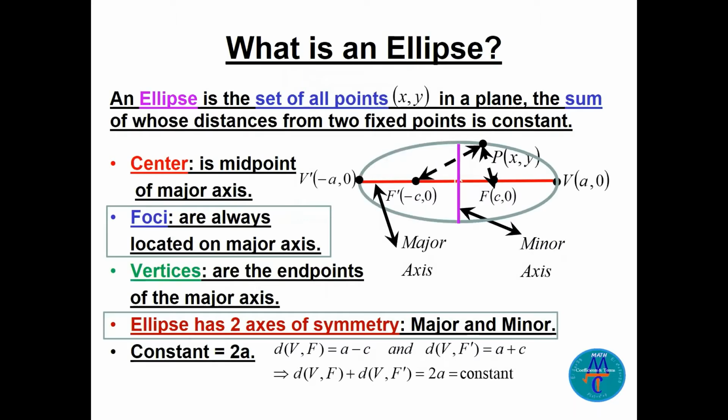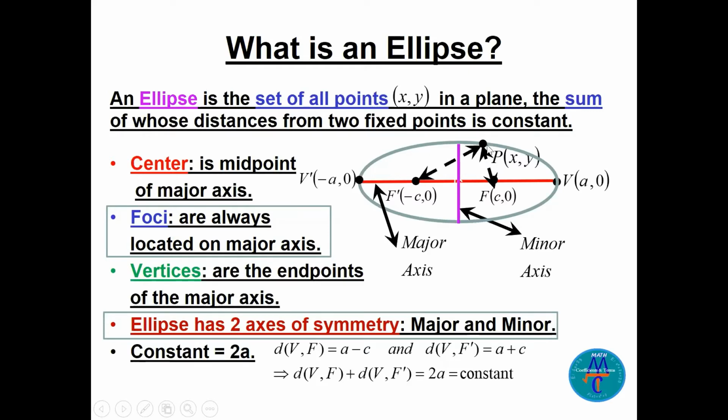What is an ellipse? An ellipse is a set of all points. So it is consisting of points here. You see all these are points connected together in a plane where the sum of the distances from two fixed points, this is focus 1, this is focus 2, or we can call them F, and then the second one is F prime. Both we can call them foci. Foci are always located on the major axis. Or we say simply, foci lie on major axis.